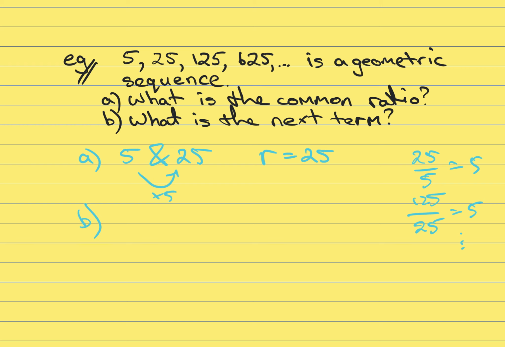For part B, what is the next term? Well, we've got that term number 4, I'll use that T subscript 4 notation, is 625. The next term along would be term 5. Well, in a geometric sequence, we just multiply the term we have by the common ratio. So that's going to be 3,125 is term number 5. And you can keep doing that for all the terms that you want to find after that successively.